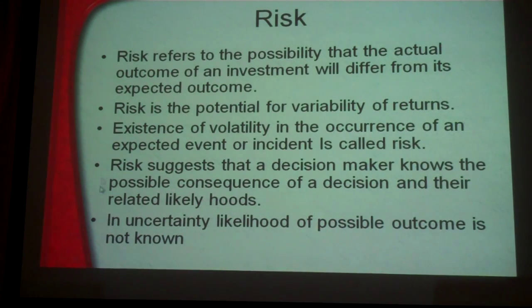So what is risk in other words? Risk is the potential for variability of returns, change in returns, variation in the returns. Why does that variation in returns happen? Because of the existence of volatility in the markets. Volatility will be there in the market. Volatility is the inherent part of the market, which is always there. Because of that, my expected event or incident will change. That is called risk. So what does risk suggest? Risk suggests that a decision maker knows the possible consequences of a decision and their related likelihoods.